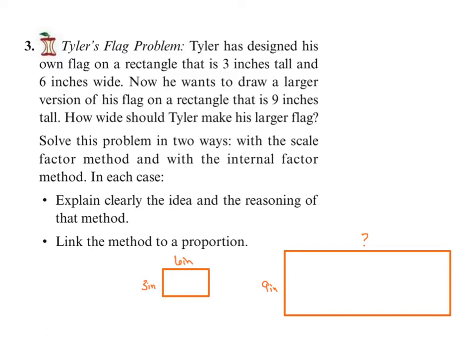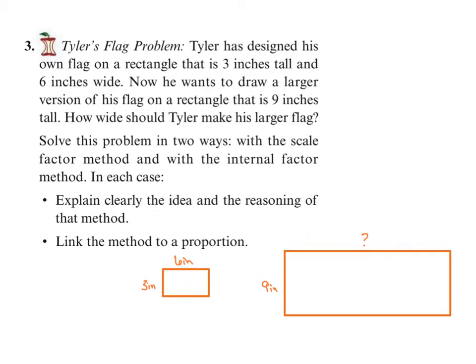Now it asks us to solve the problem in two ways, with the scale factor method and the internal factor method. In each case, explain clearly the idea and reasoning behind the method and link the method to a proportion. So in the internal factor method, we look at internally what the ratio is between the two factors and replicate it in the larger image.